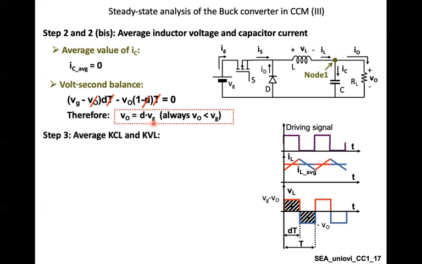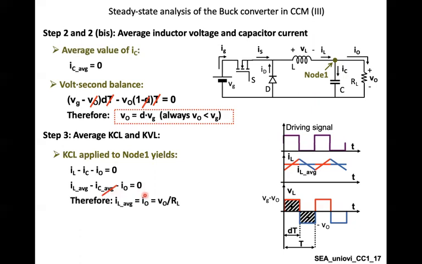Let's make now a KVL and KCL. Let's start with the KCL at node number 1. KCL at node number 1 will give us that IL equals IC plus I output, or IL minus IC minus I output is equal to 0. Now, as you know, the average current flowing in a capacitor is equal to 0, which means that IL average equals I output, which equals V output over RL. This is the first equation.